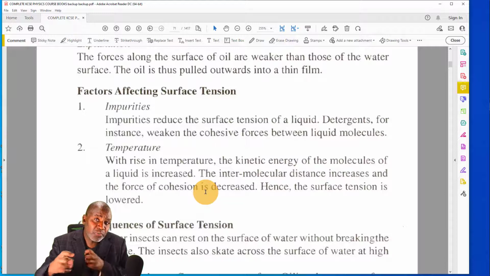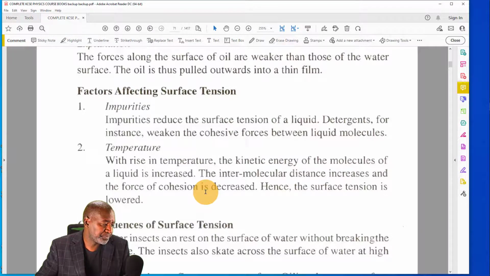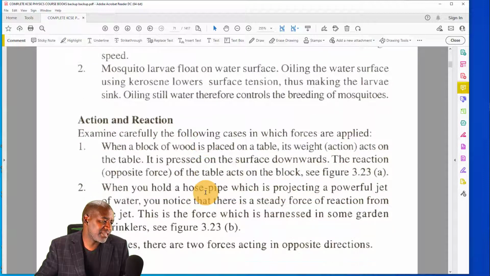Because as these molecules are moving faster and faster after absorbing heat energy, they are going to move away from each other, and that is going to reduce the forces of attraction between those molecules. Again, surface tension reduces. The most important thing here is to know how the impurities and temperature affect surface tension. Read about the consequences of surface tension.